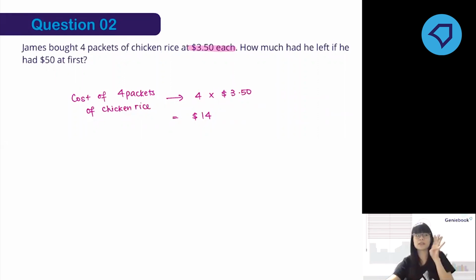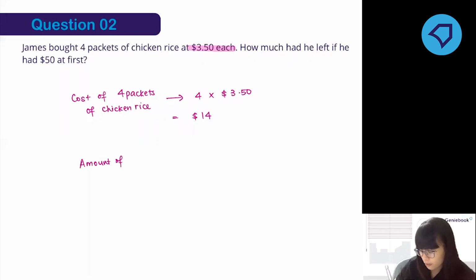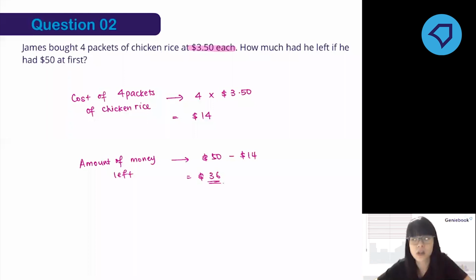So if 4 packets of chicken rice cost $14, and if I were to give the chicken rice store uncle $50, how much change would I receive? The amount of money left. How much would that be? 36. Excellent job. Okay, you pay $50 minus away $14. You should get $36 change. Some of you gave me 46.